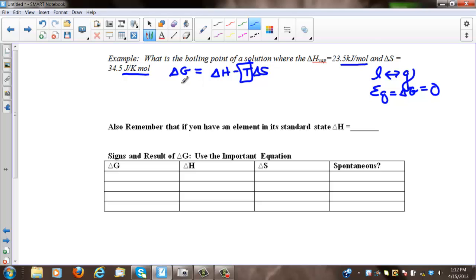So in this case, I'm going to have 0 is equal to our delta H, which is 23.5 kilojoules, minus T delta S. If we change delta S to kilojoules, we can move the decimal 3 places to the left, and we're going to get 0.0345 kilojoules per Kelvin mole. I just want to show you this is also kilojoules per mole, and this is Kelvin.